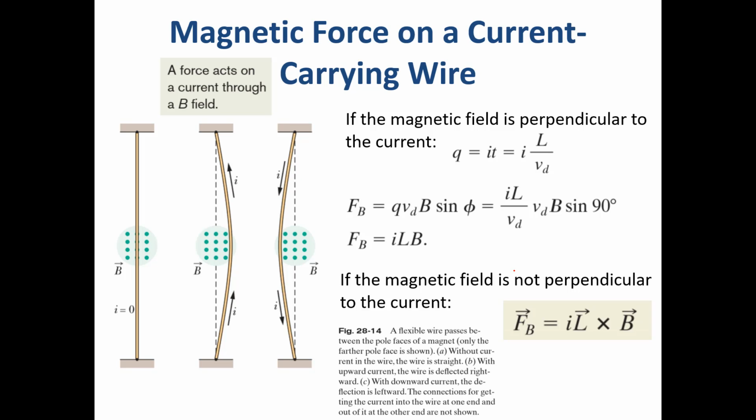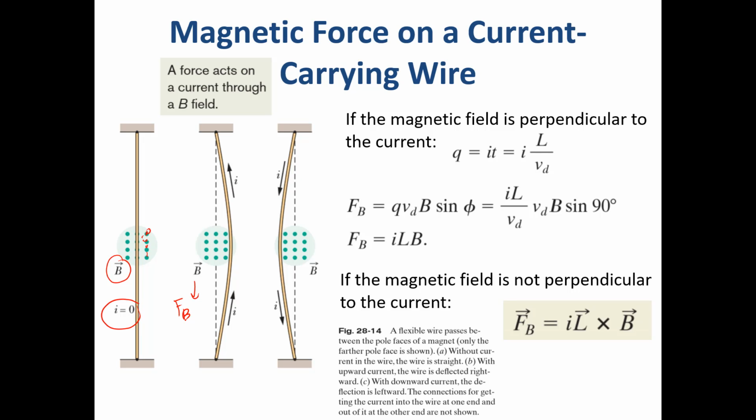And the magnetic force on a current carrying wire. If we have the magnetic field like this one, and the direction of the magnetic field is out of the paper, because this is the dot like this one. At first, there is no current here. If we apply the current in the wire, the magnetic field will create a magnetic force, so it will bend the wire. The magnetic field is perpendicular to the current.